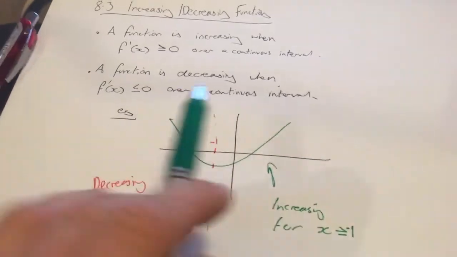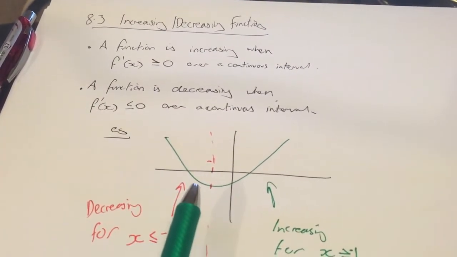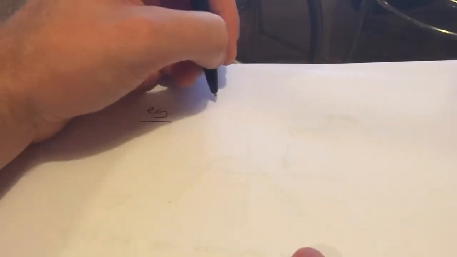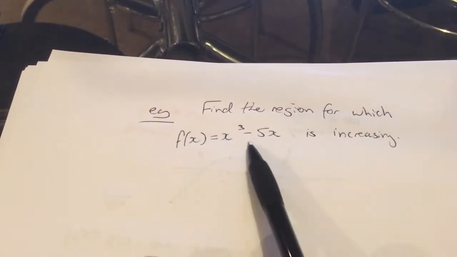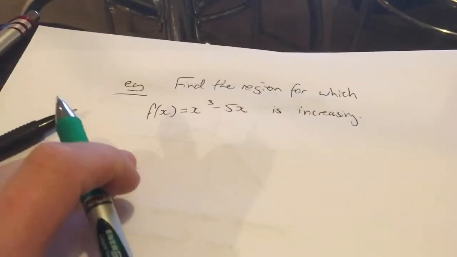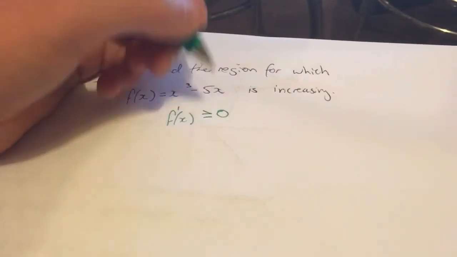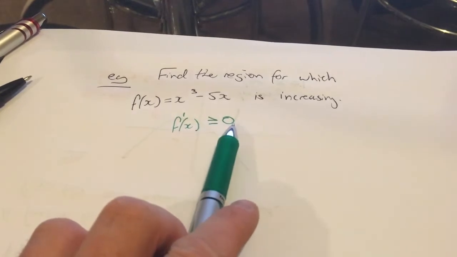So we can try and find the range of a function where it's increasing or decreasing, based on whether the gradient is greater than or equal to 0 or less than or equal to 0. Find the region for which this function is increasing. Because it's increasing, we're trying to find when f'(x) is greater than or equal to 0. So we're going to differentiate this function and then solve the inequality for when it's greater than or equal to 0.